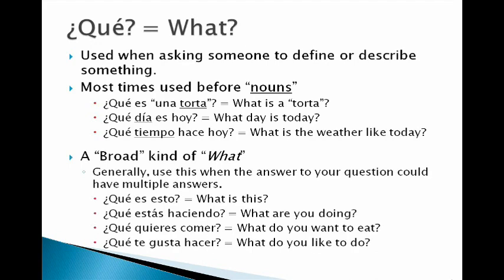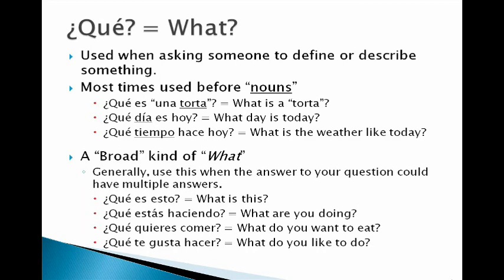Another way to know that you should use ¿qué? is to remember that this is more of a broad kind of what, meaning that the answer you're going to get back from your question could be a variety of different kinds of answers. For example, if you see something and you don't know what it is, you can say, ¿qué es esto? You have no idea what it is. You've never seen it before. It could be anything. ¿Qué estás haciendo? You have no idea what the person's doing, and they could tell you anything.